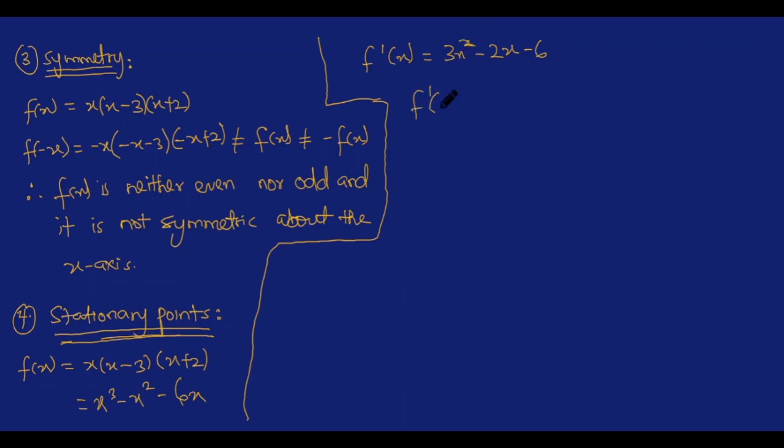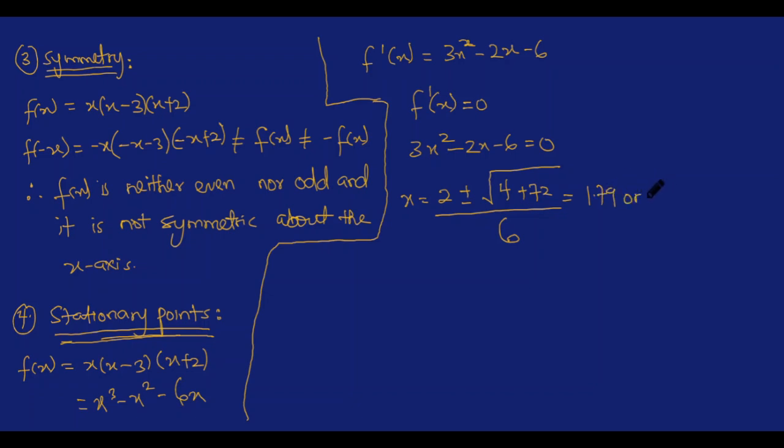So if f prime x is equal to 0, we have 3x squared minus 2x minus 6 equal to 0. By solving it using the quadratic formula, we have that x is equal to 2 plus or minus the square root of 4 plus 72, divided by 6. So this is going to give us 1.79 or minus 1.12.